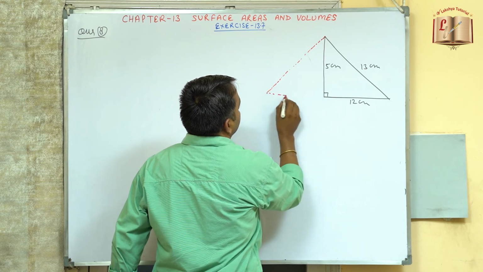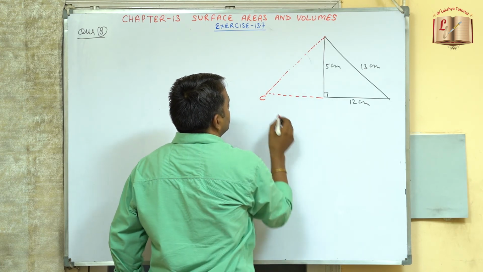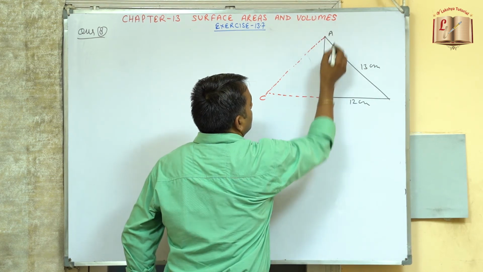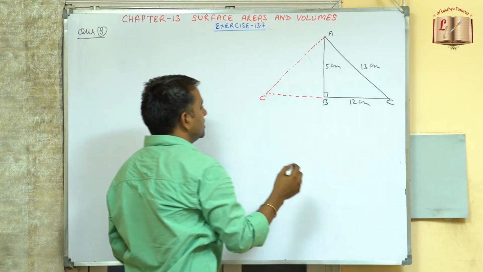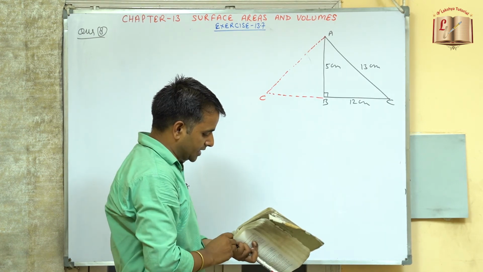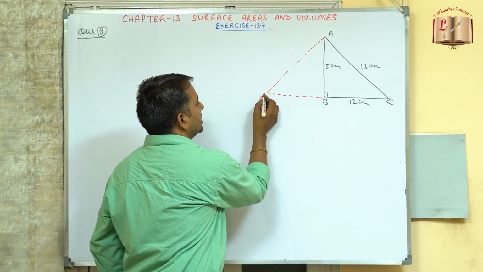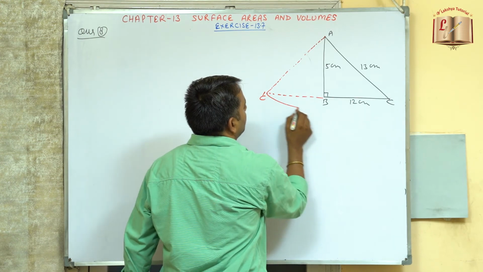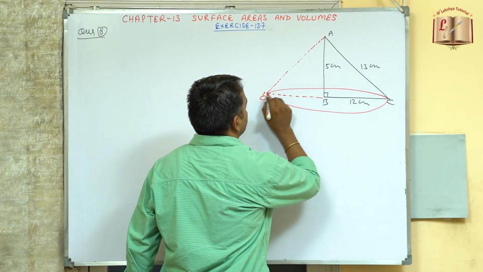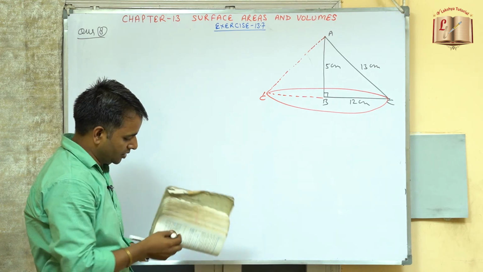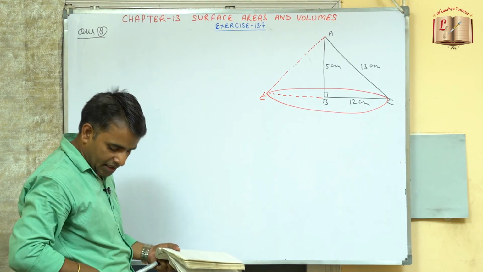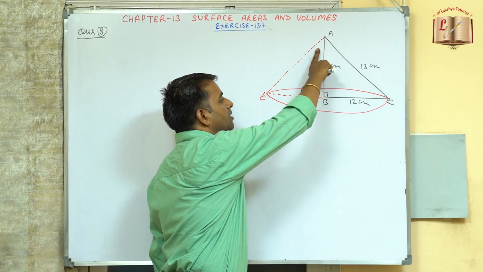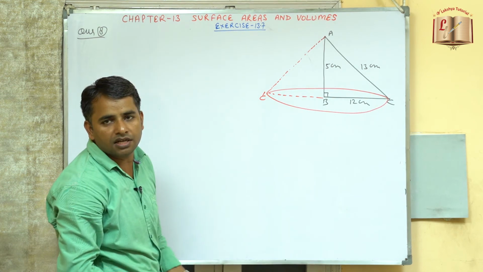Now see that this will be the C dash as in the previous one. If I write these points, this is A, this is B and this is C. So this point will now be C dash, because when we revolve, C will come around to this side, so we have kept it as C dash. Now this will be a conical form again, as in the previous question. So this cone has developed now, and clearly the radius is 12 centimeter, height is 5 centimeter and the slant height is 13 centimeter.